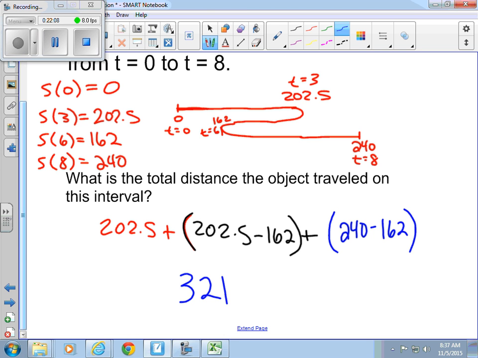321 feet, meters, miles, I don't know, whatever we were in. I think this problem is a mouse. I think it might be inches or something.